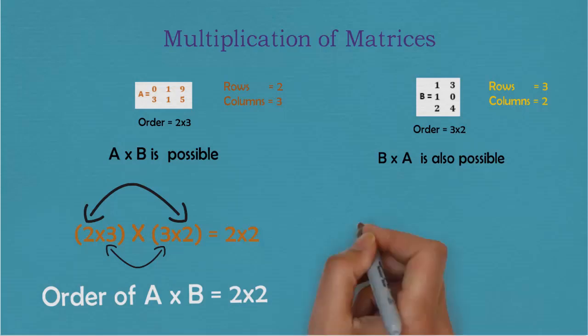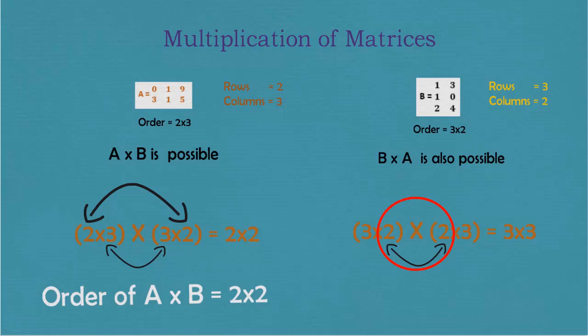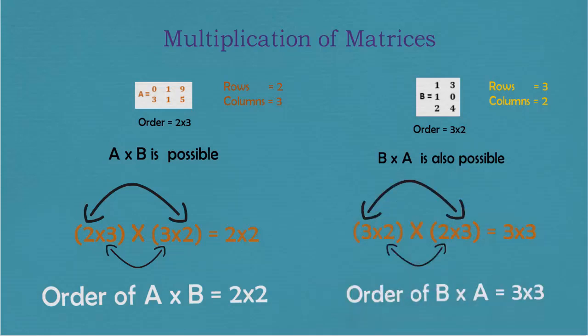Similarly for BA, we know that the order of B is 3 by 2, which is multiplied with A, whose order is 2 by 3. So the inner numbers are 2 and 2, which are the same, which means the matrix multiplication is possible, and the outer terms, which are 3 and 3, represent its order, and it is 3 by 3 in this case. So the order of matrix B multiplied by A is equal to 3 by 3. So that's how you can find the order of a resultant matrix.